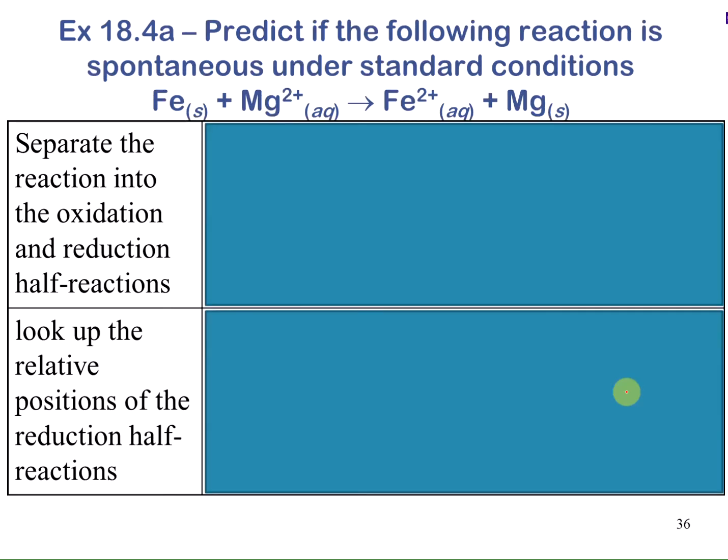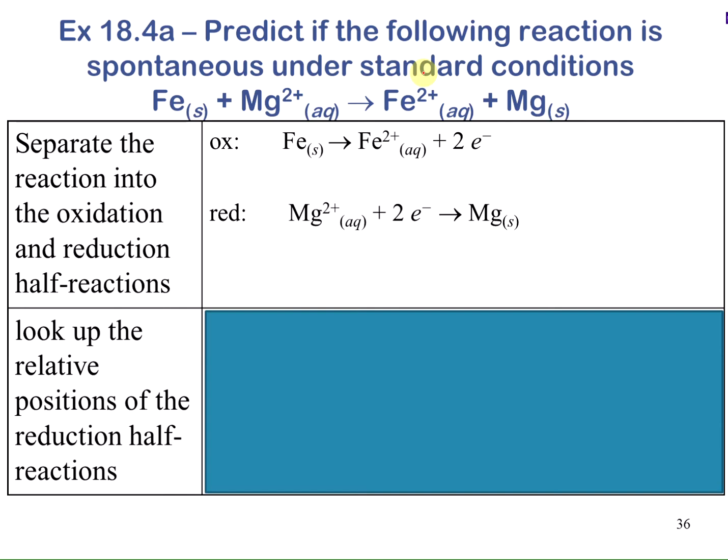Now we want to do a similar type of reaction, but we want to predict if the following reaction is spontaneous under standard conditions. If we get a positive value for our cell potential, then the reaction is going to be spontaneous. If it's negative, it's not spontaneous. First we want to separate the reaction into the oxidation and reduction half reactions. The iron is going from 0 to 2+, so it's getting oxidized, and the magnesium is getting reduced as it goes from 2+ to 0.